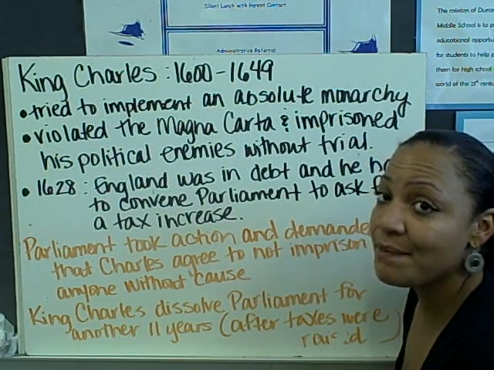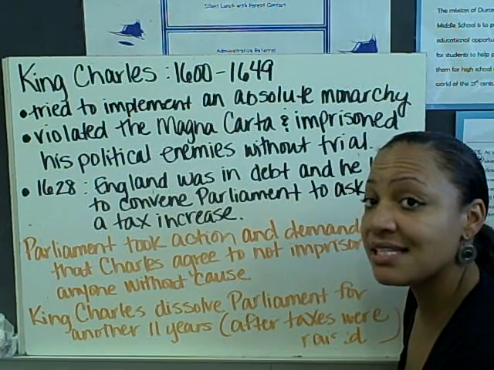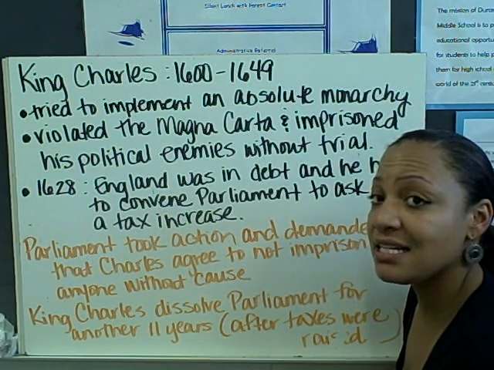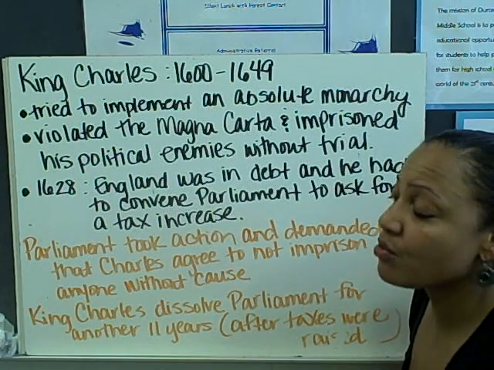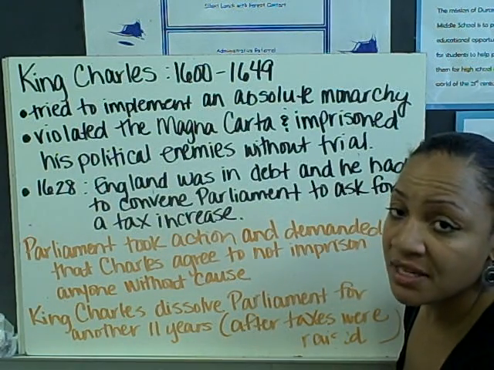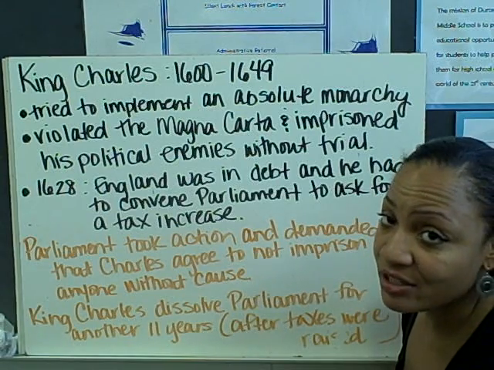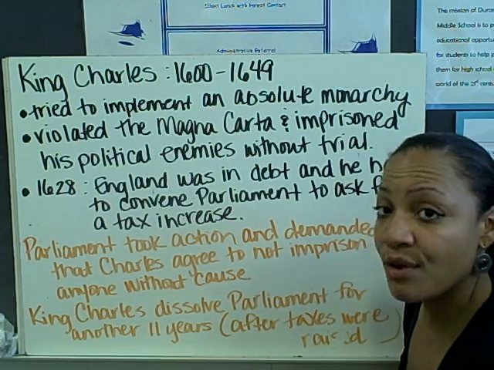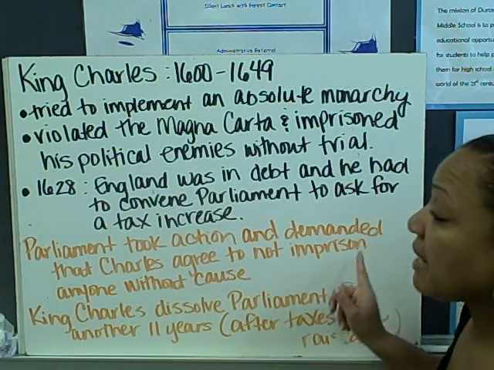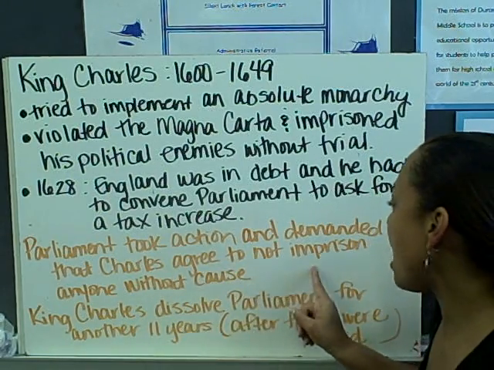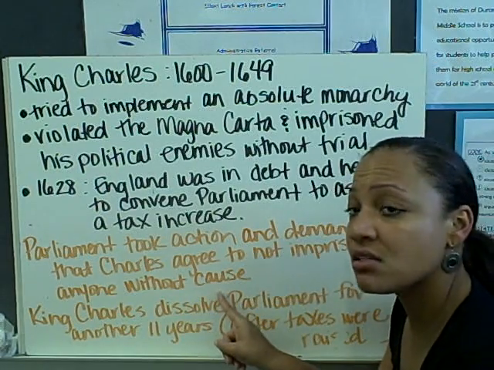But he needs to pass higher taxes because England's in debt. So what he does is he does convene a session with Parliament. He tells them, look, I'm not going to dissolve y'all anymore. I'll let y'all stay in session. Just pass this higher tax rate for me because we're in debt and we need the citizens to pay more taxes. So Parliament took action and demanded that Charles agree to not imprison anyone without cause, and you needed to have a trial.